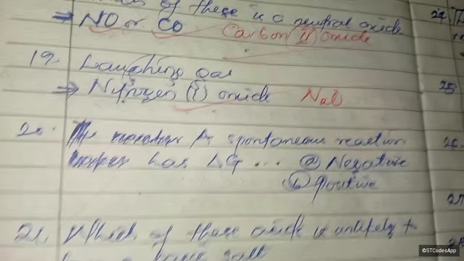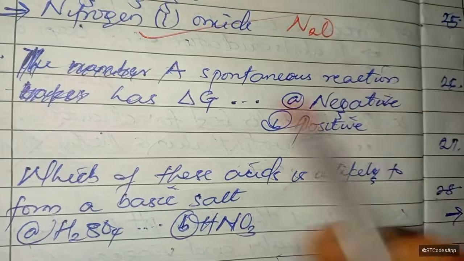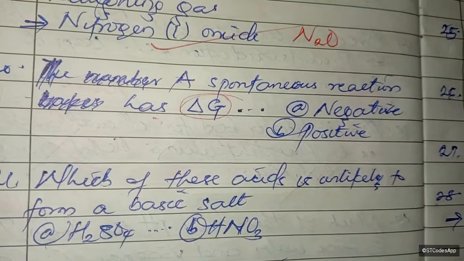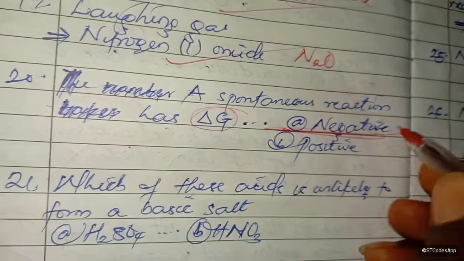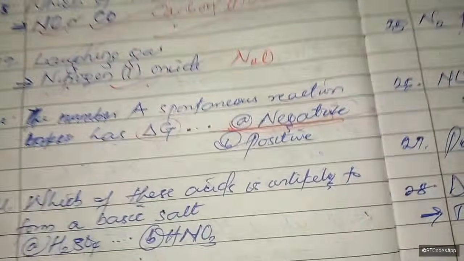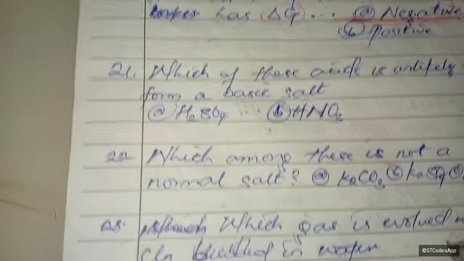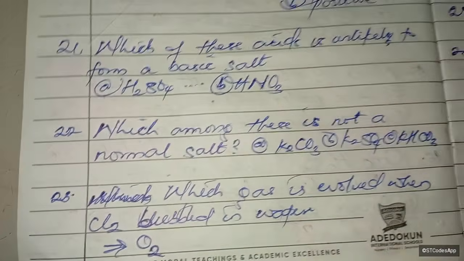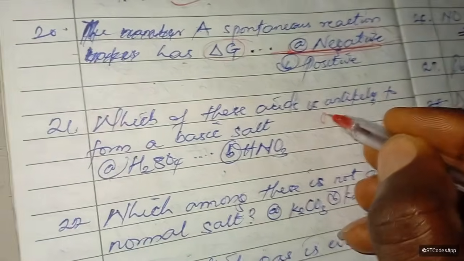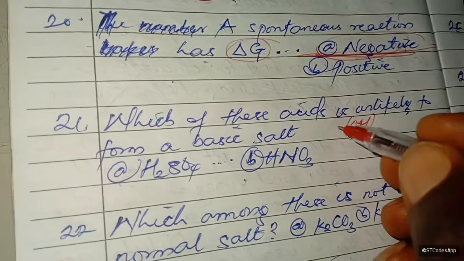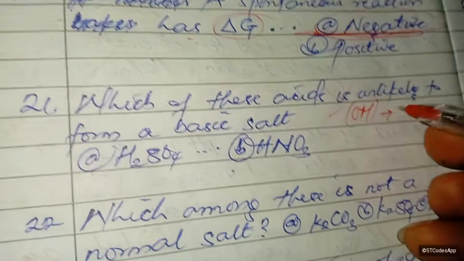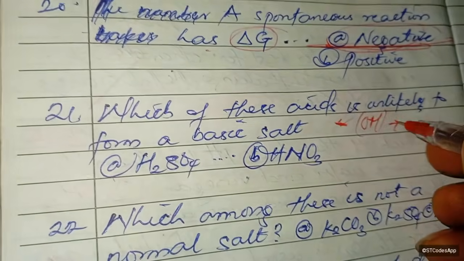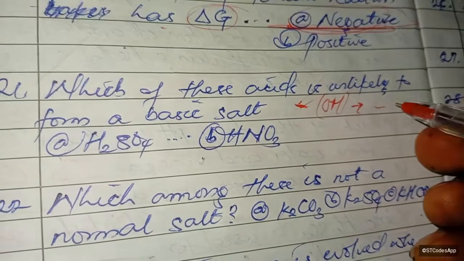Don't forget that, N2O. A spontaneous reaction has the delta G to be what? Negative. Don't forget that. The delta G of a spontaneous reaction is negative. Which of these acids is unlikely to form a basic salt? A basic salt is a salt that will still have OH in between the metal cation and the last anion, the radical here.